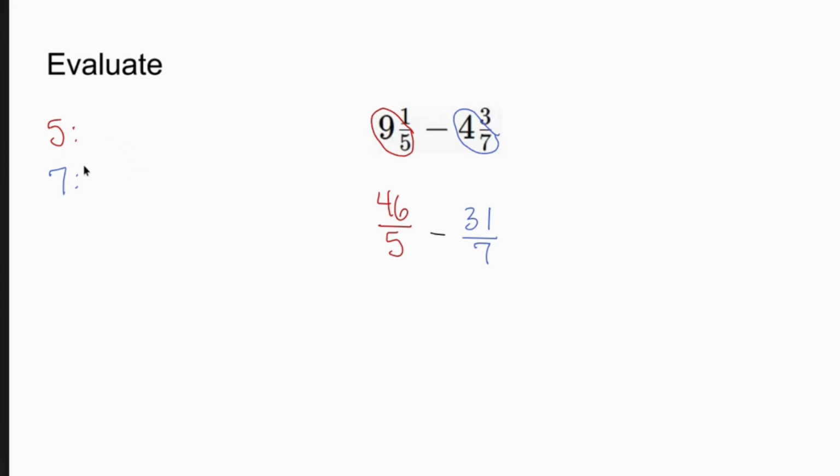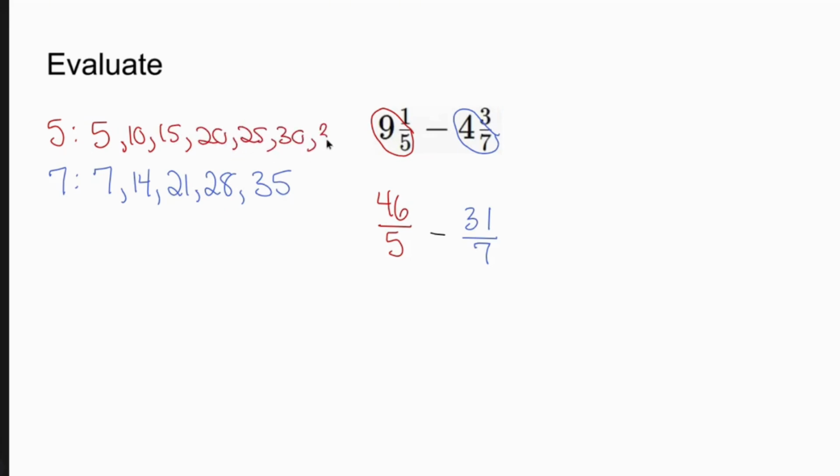So I'm going to start out with, let's do 7, because I know my multiples of 5 pretty well. So the multiples of 7 are 7, 14, 21, 28, and then 35. Now that 35 is promising because of that 5 right there, so let's write out the multiples of 5. 5, 10, 15, 20, 25, 30, 35. So since 35 shows up first in both of those lists, 35 is my least common denominator.